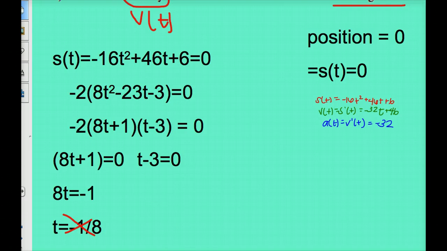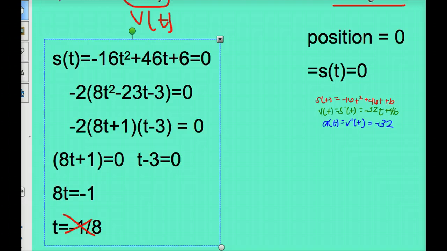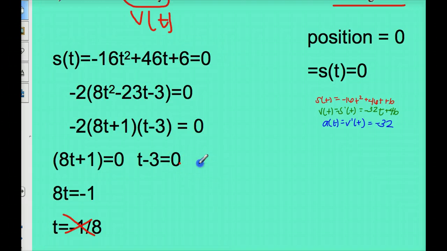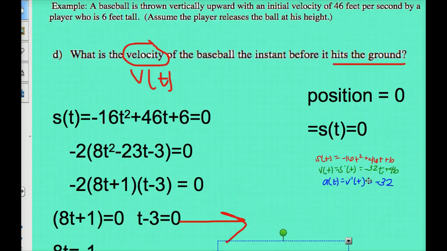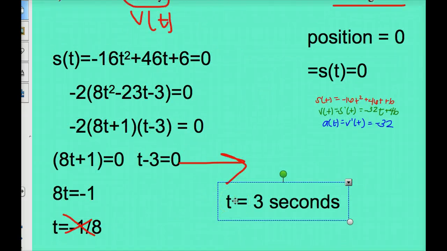So I'm going to continue to solve this part right here, on this side over here. If I solve for t, what I actually get is t is equal to 3 seconds. Well, is that a time that would possibly work for us? Yes. Now I have to check if I've answered my question. My question is asking about velocity. Did I find the velocity? No, but can I find the velocity? Yes, because I have the equation for v of t right here. The only thing I need to plug in is a t.